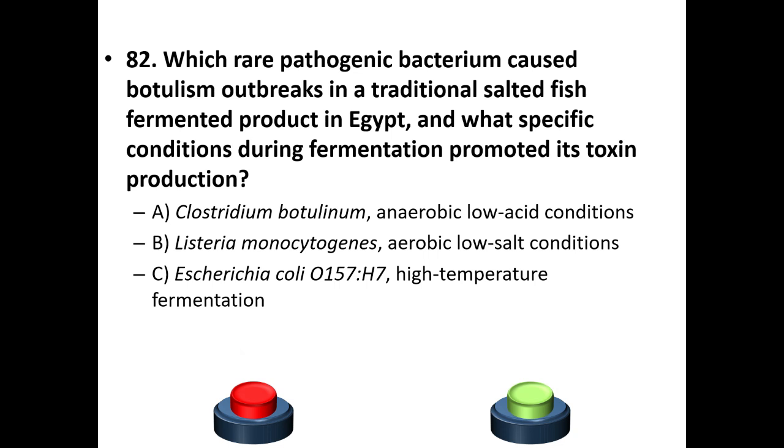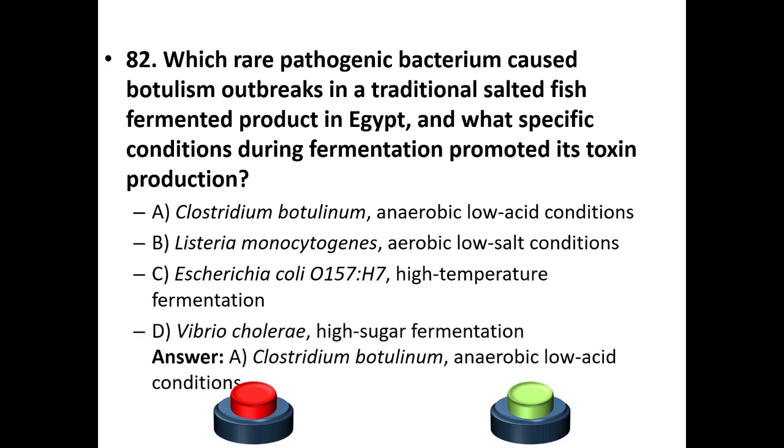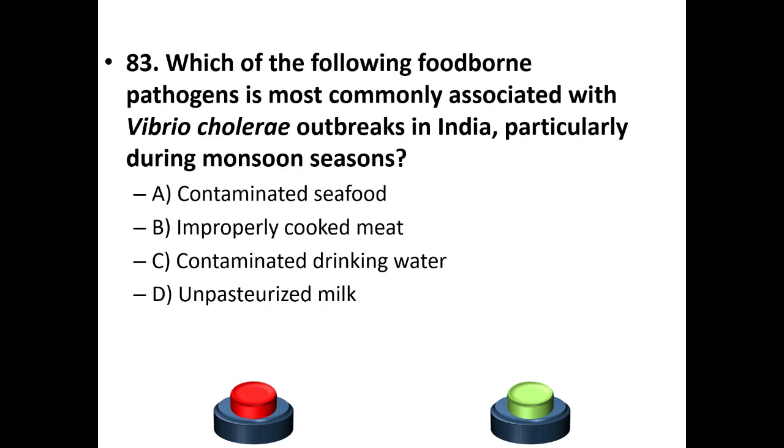82. Which rare pathogenic bacterium caused botulism outbreaks in a traditional salted fish fermented product in Egypt, and what specific conditions during fermentation promoted its toxin production? A. Clostridium botulinum, anaerobic low acid conditions. B. Listeria monocytogenes, aerobic low salt conditions. C. E. coli, high temperature fermentation. D. Vibrio cholerae, high sugar fermentation. Here answer is option A. Clostridium botulinum, anaerobic low acid conditions.